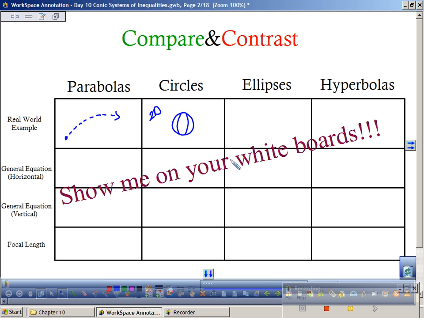Okay. Ellipse. The way the earth revolves around the sun. Okay, so here's the Earth. An elliptical path around, right? Yeah.